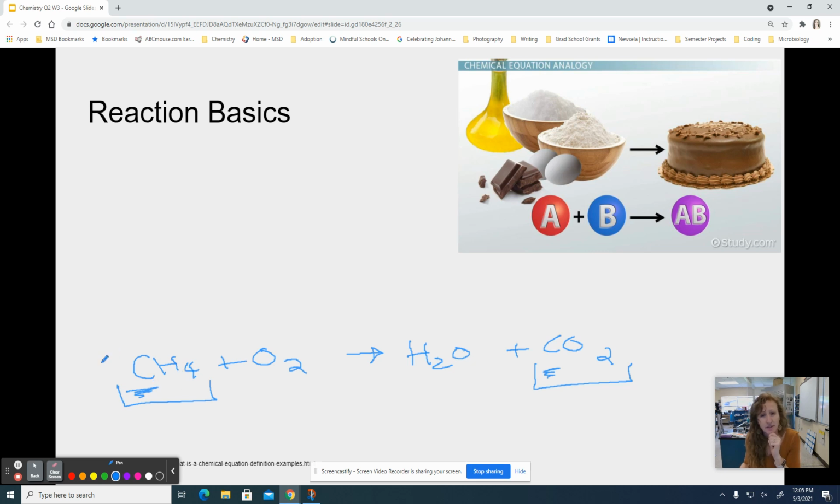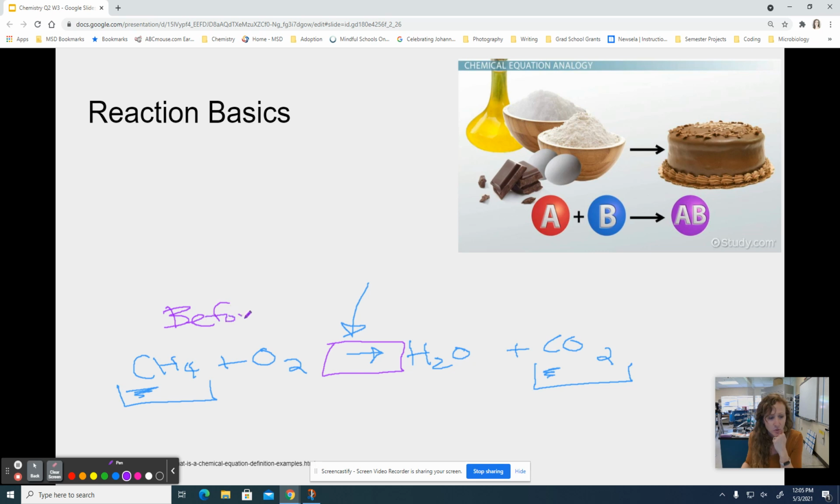A couple other things that are characteristic to all chemical reactions when you see them in symbol form. Notice that there's an arrow in the middle here. This arrow separates the reaction.